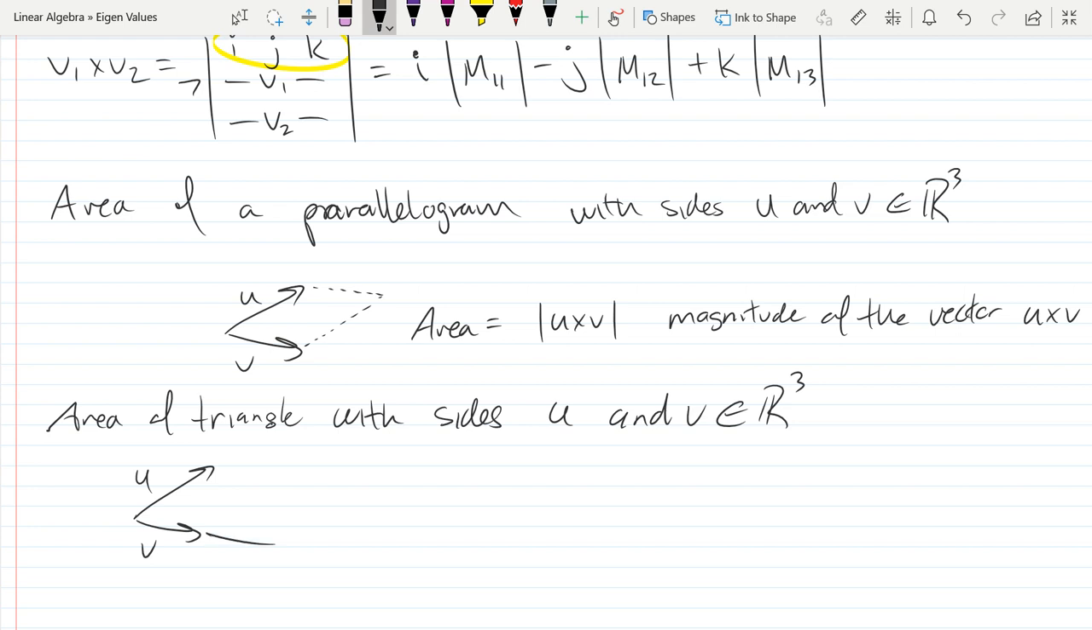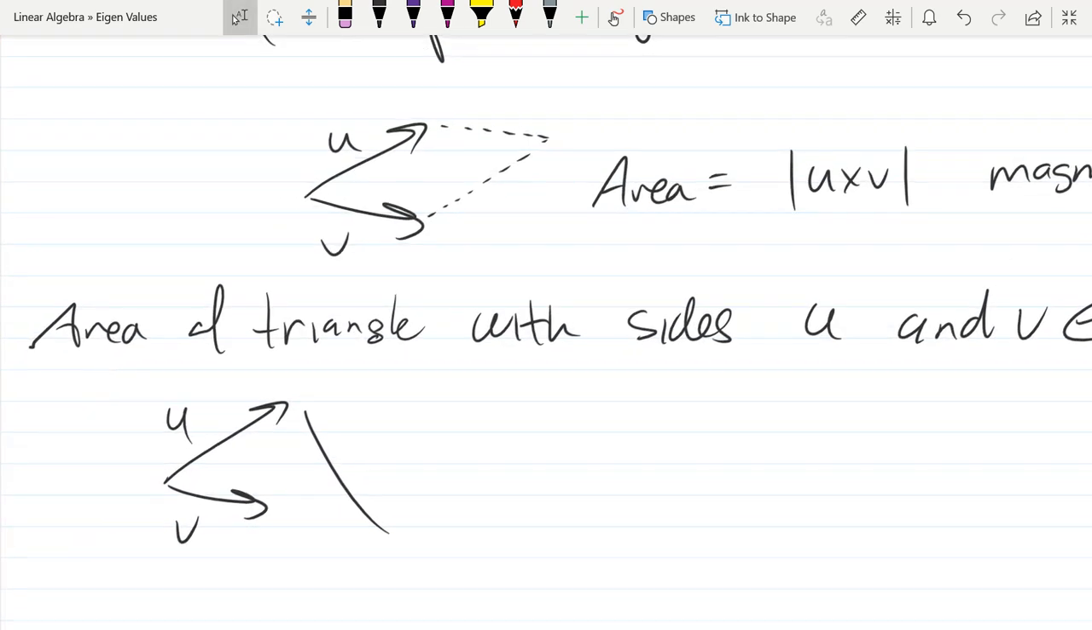Obviously, I could make this triangle, but my bottom side no longer has a side that's v if I make this triangle. So think of the parallelogram, but instead of making it into a parallelogram, we're going to turn it into a triangle. So we're just sealing off the front of one vector to the front of the other vector.